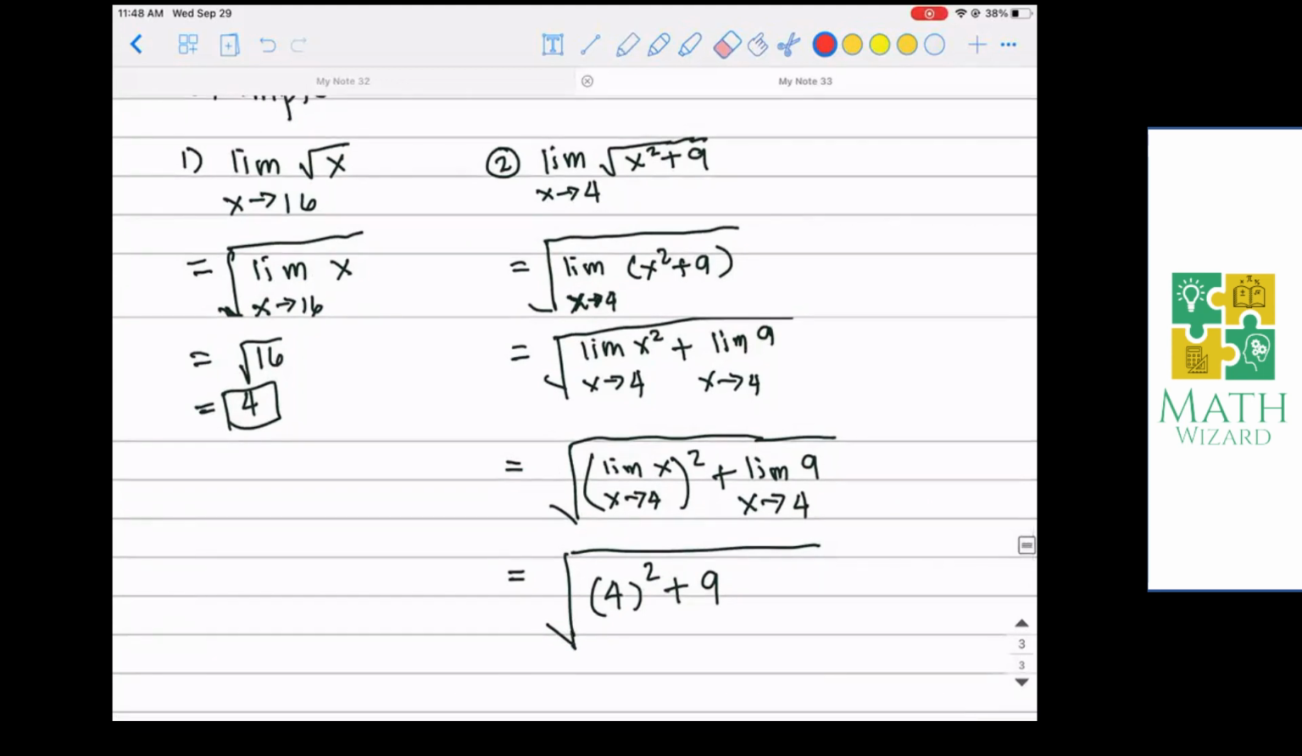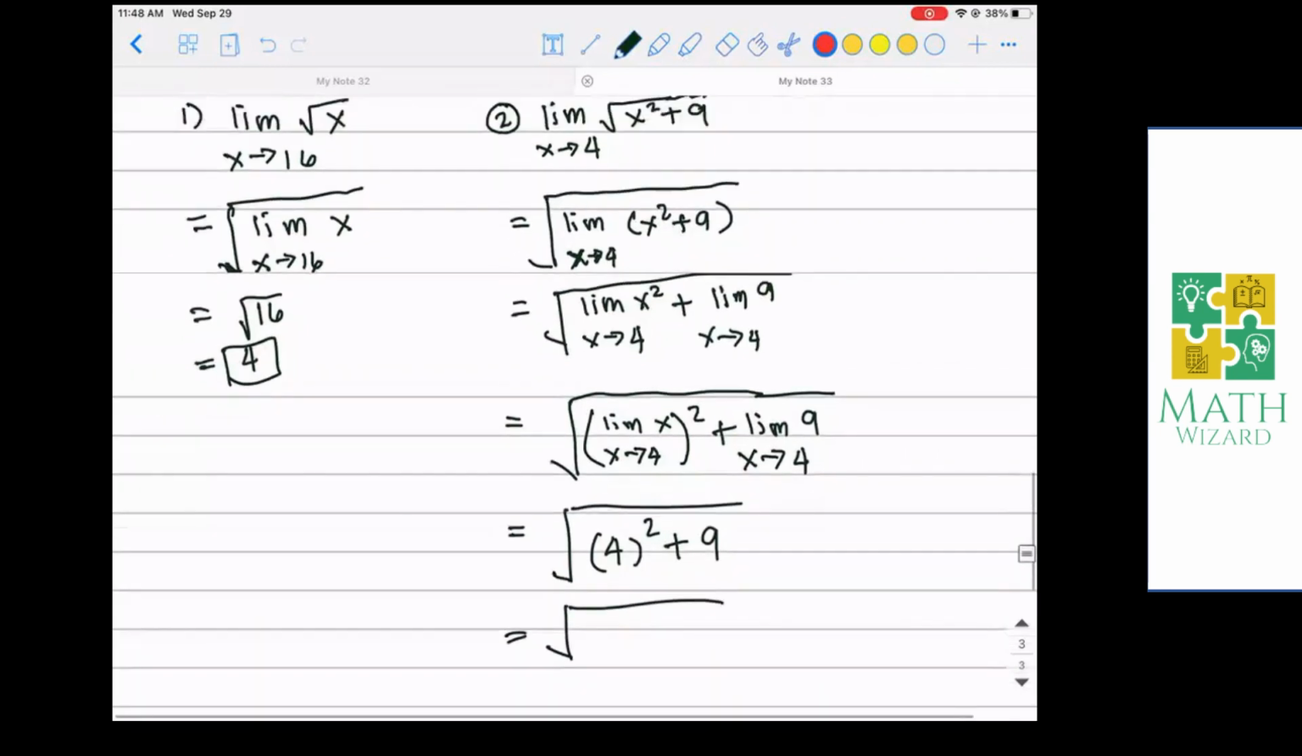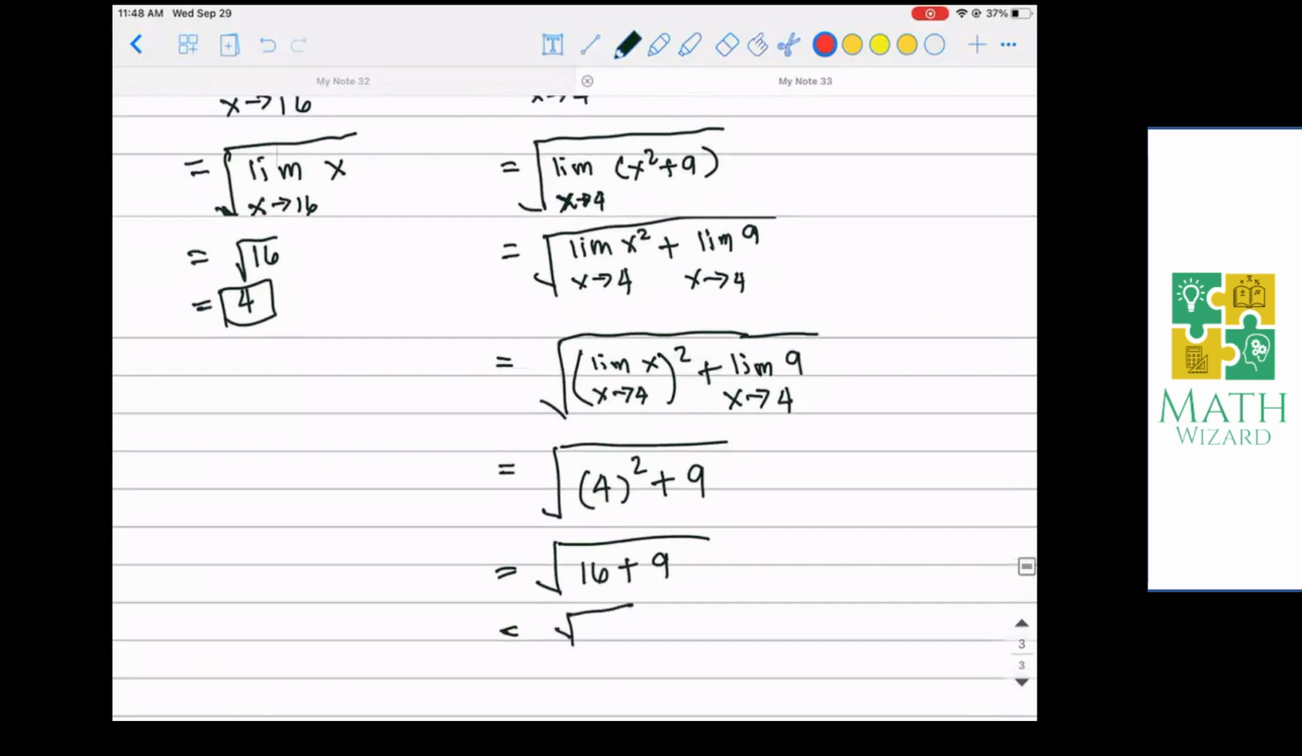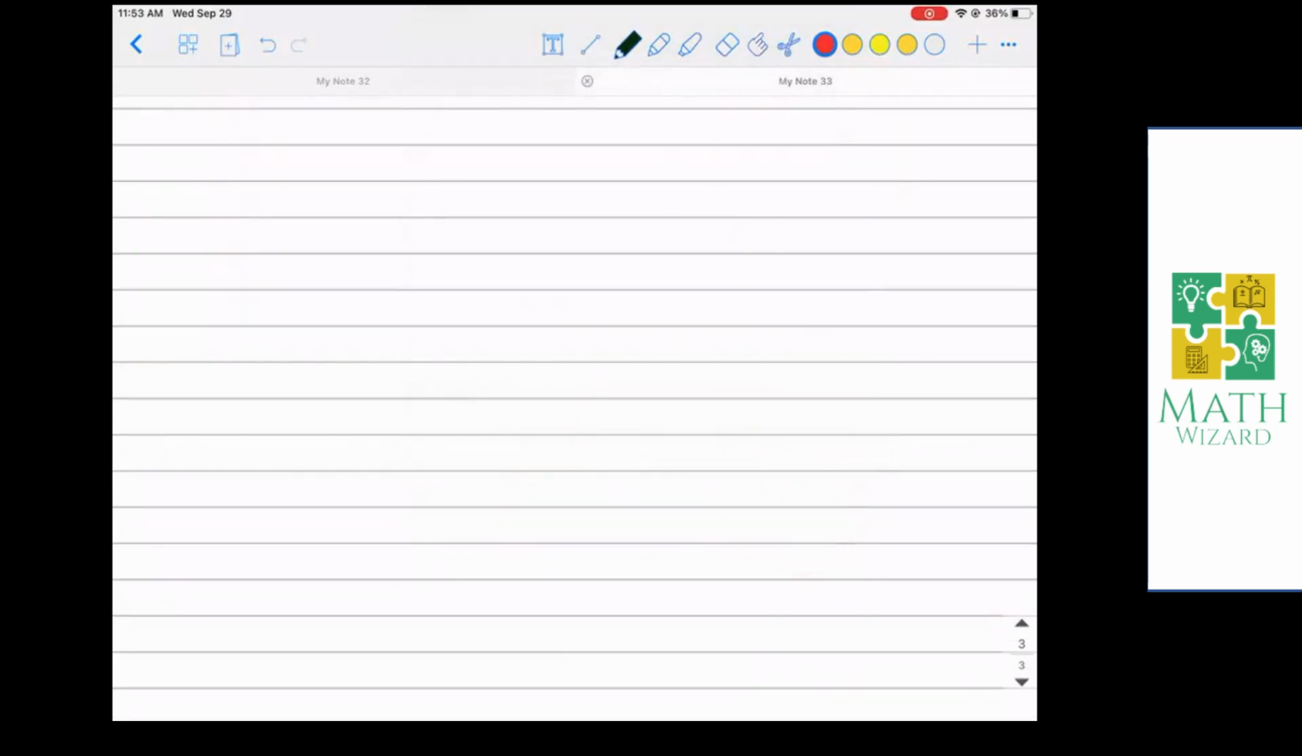So this becomes 4 times 4, that's 16. 16 plus 9, the answer is 25. Getting the square root of 25, that is equal to 5. So therefore, ang ating final answer is equal to 5. So ito yung limit ng root function.